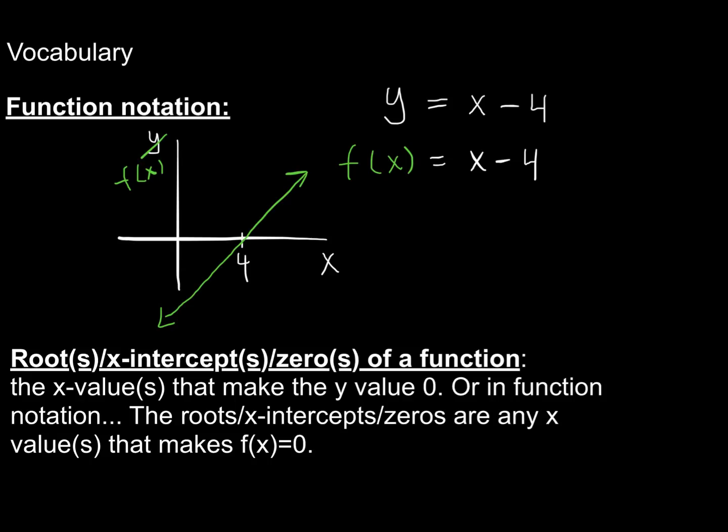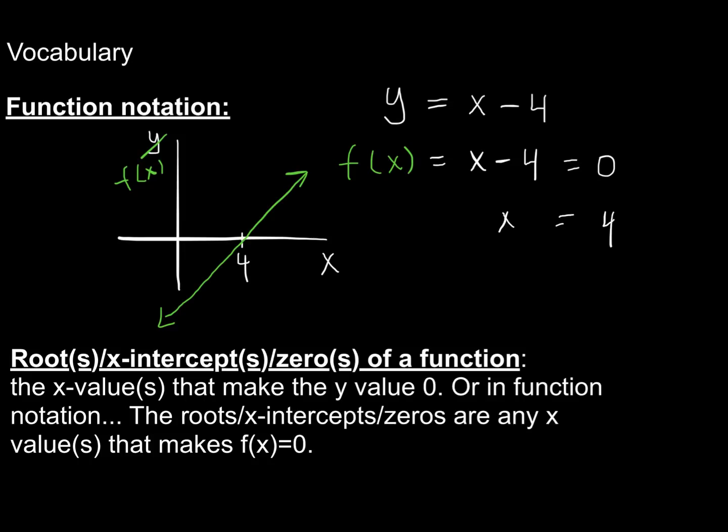Okay? A way of saying this in function notation is that the roots slash x-intercepts slash zeros are any x value or values that make f of x equal to 0. So if we're going back to our example here, we want to know what the roots are. Well, we've got to set our function equal to 0. That will tell us what we have to make x so that our outcome is 0. And when we solve that, we'll get that x is equal to 4.